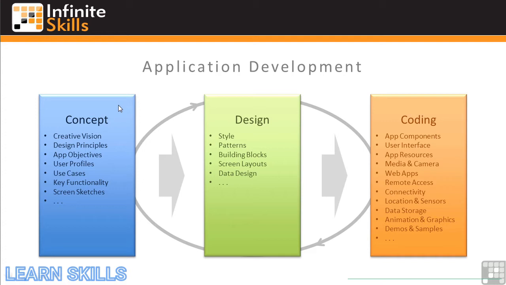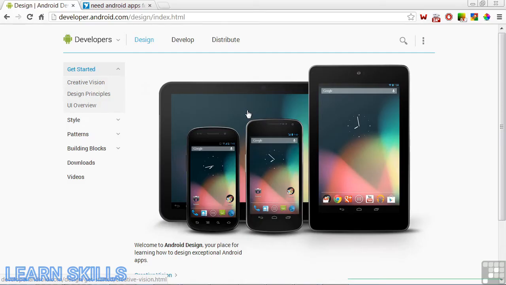And next, there's usually a design phase. The Android developer's website has a lot of good material for feeding the design phase. This is a course on code development, so we won't be going over this material in any great detail, but it's good for you to be aware of what's there. There's material on creative vision, design principles, and UI.